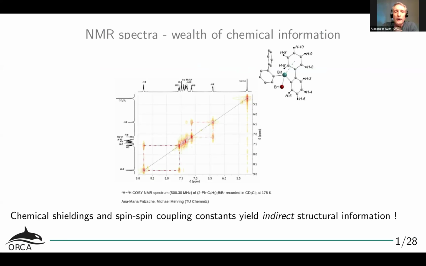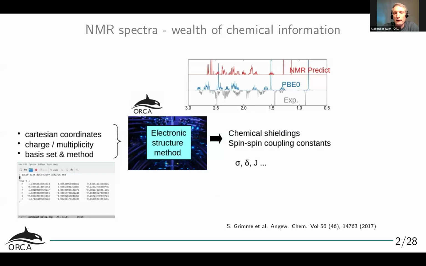Thanks. Great. Okay, so NMR spectra carry a wealth of information. We can see this here, for example, in this two-dimensional correlated spectrum, where we get a lot of information in the form of chemical shieldings and spin-spin coupling constants. While they are very sensitive and specific to a structure, they are only indirect structural information. So we, in principle, need a missing link between the molecular structure and the NMR parameters. And this missing link can be theory.